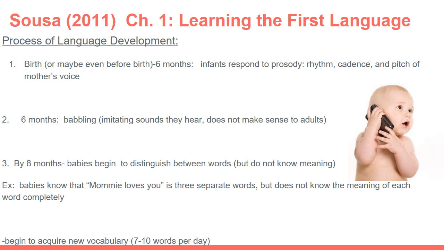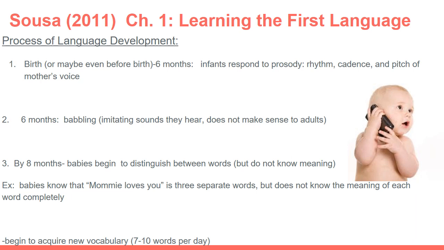By 8 months, babies start to distinguish between words, but they don't really know the meaning of each word. So they might understand that when mommy says, mommy loves you, or daddy says, daddy loves you, that's 3 words. So they see where individual words start and end, and they can distinguish between how many words are spoken, but they might not necessarily have a full grasp of what the meaning of that word is.